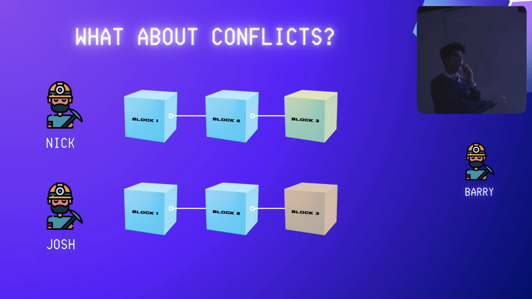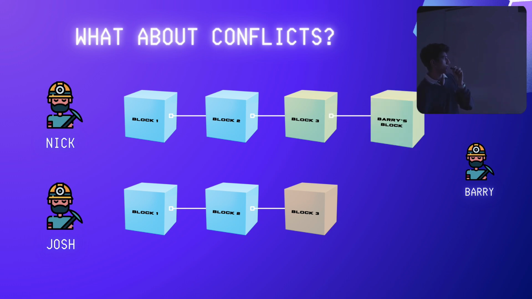In blockchain, whichever chain is the longest gets validated first. So let's say Barry decides to mine his block on top of Nick's chain. So Nick's chain is now longer than Josh's chain. Even though both of them have done the same amount of work to get the correct nonce value, Nick's chain is going to get validated because it's longer than Josh's chain, and Josh is basically not going to get anything for his efforts. And that's how we resolve conflicts in blockchain.